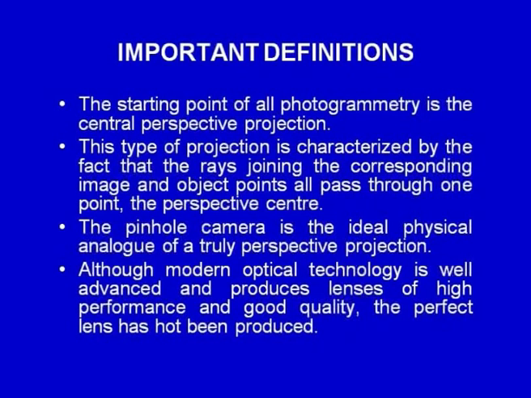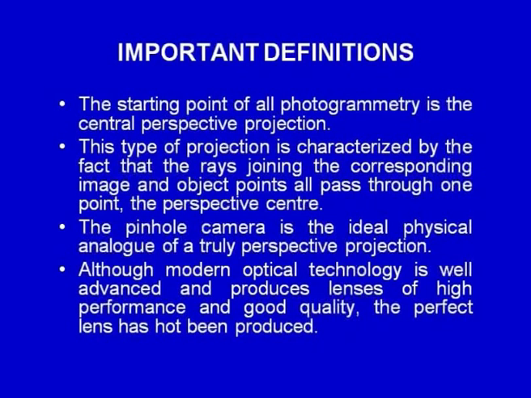The starting point of all photogrammetry is the central perspective projection. This type of projection is characterized by the fact that the rays joining the corresponding image and object points all pass through one point, which is known as the perspective center. The pinhole camera is the ideal physical analog of a truly perspective projection.